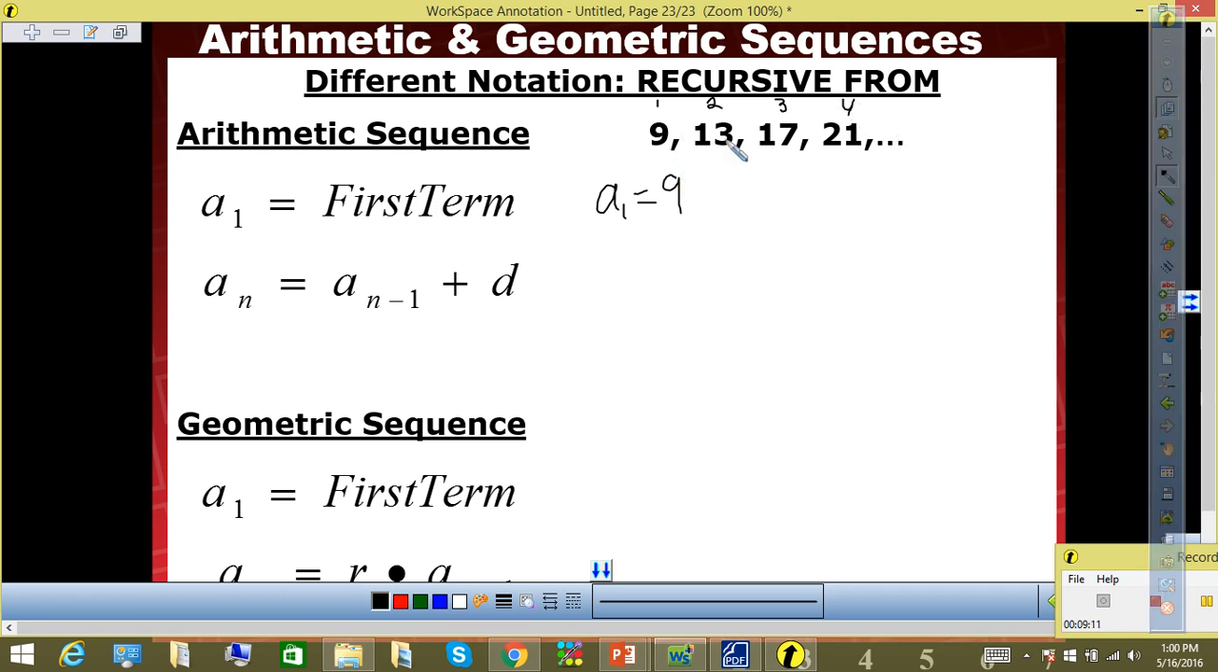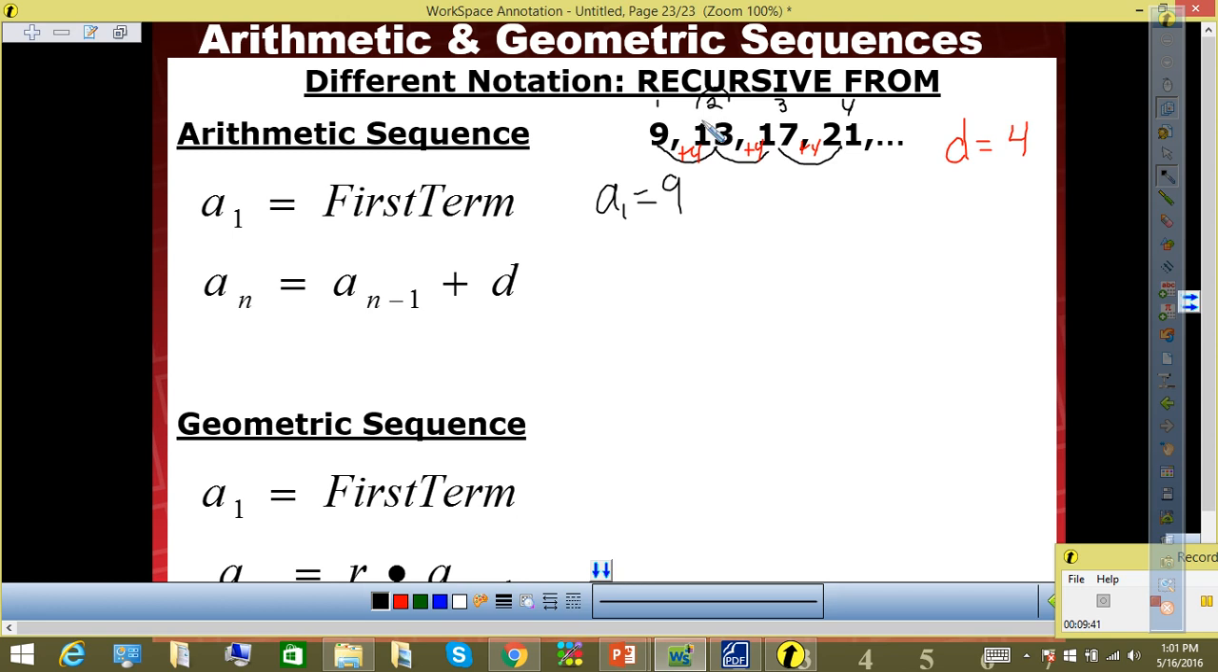So I want to find the second term using this notation. Now first I need to find out, if this is an arithmetic sequence, what the difference is. So let's see. What's the difference from here to here, everyone? 4. We're adding 4, adding 4, adding 4. So my D is 4.